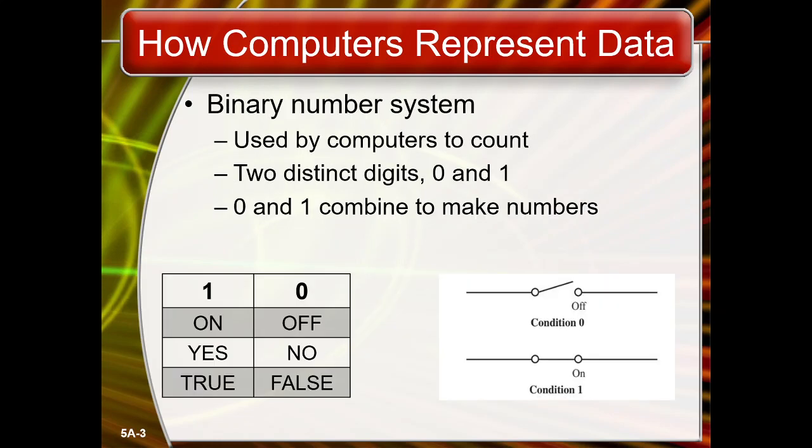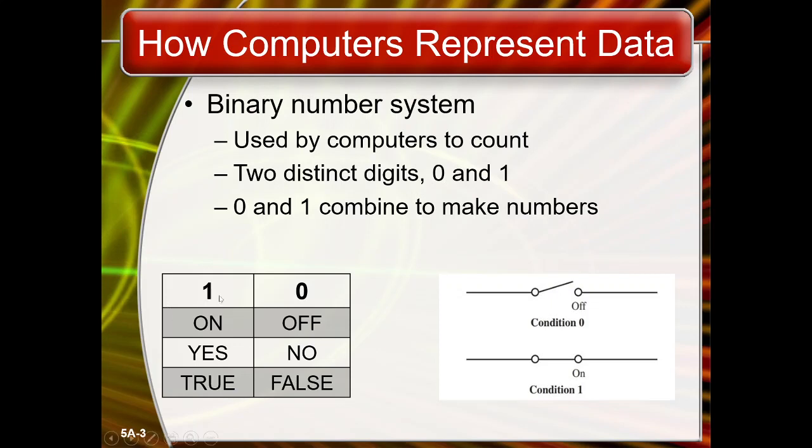Next, see what the binary number system is. It is used by computers to count and manipulate data. In this number system, there are two distinct digits, 0 and 1, and 0 and 1 combine to make sequences of numbers. So the question is, how do computers represent data? Computers can understand only 0 and 1. So let's see what 0 and 1 are.